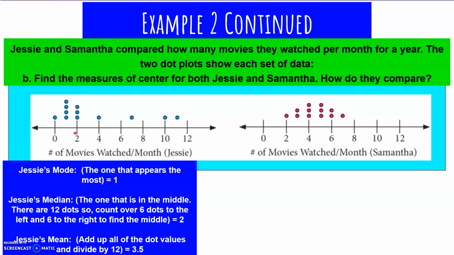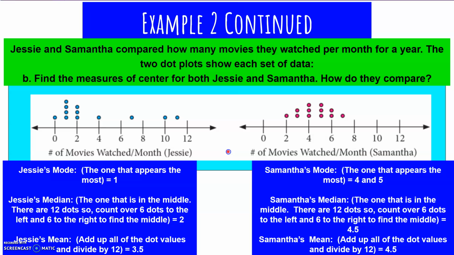And his mean, if we add them all up and divide by 12, that'd be 0 plus 1 plus 1 plus 1 plus 1 plus 2 plus 2 plus 2 plus 4 plus 7 plus 10 plus 11. And then divide by the number of dots, which is 12, we end up with 3.5. Okay, those are his measures of center.